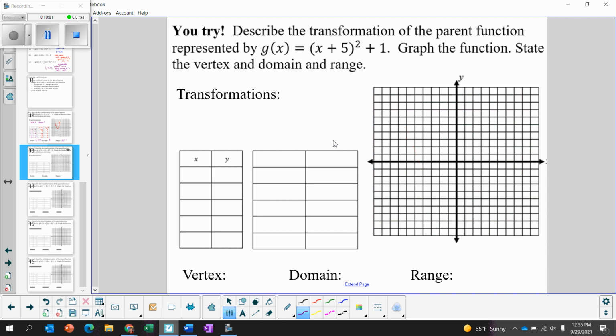All right, so you go and try this one. It's another quadratic. So make your table of values, talk about the transformations, transform it, graph it, and answer the questions. Pause it, and then you can check your answer.